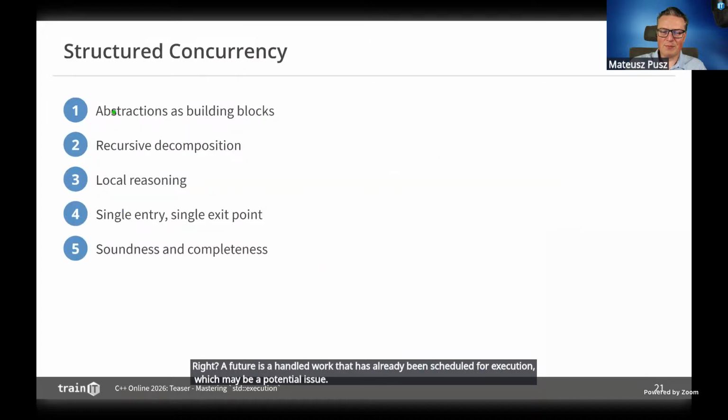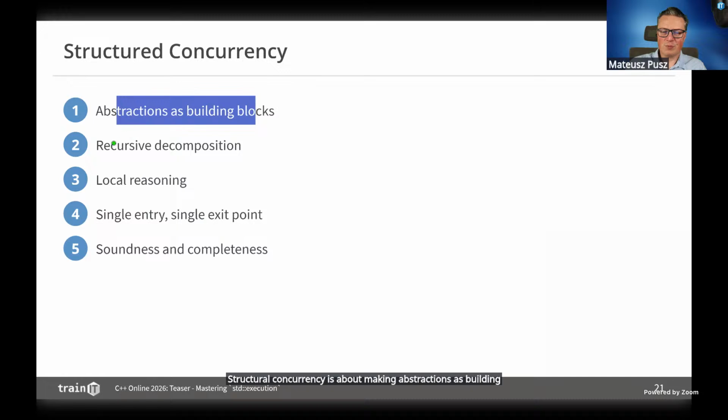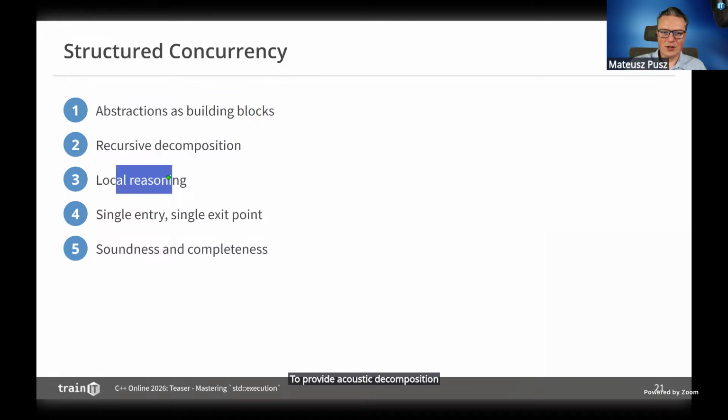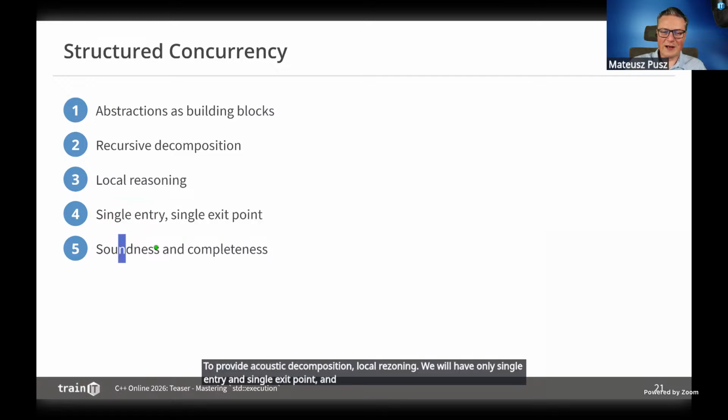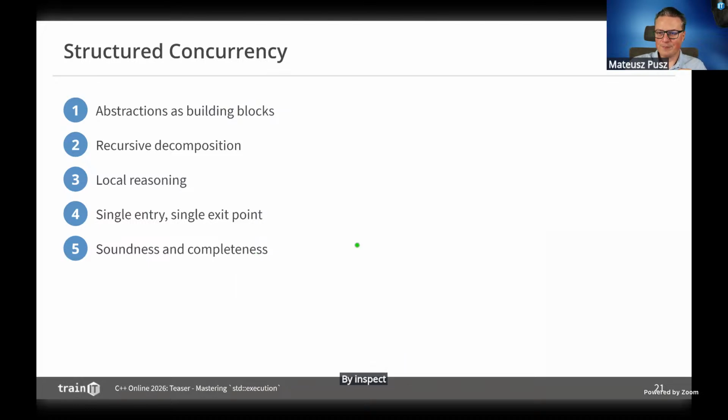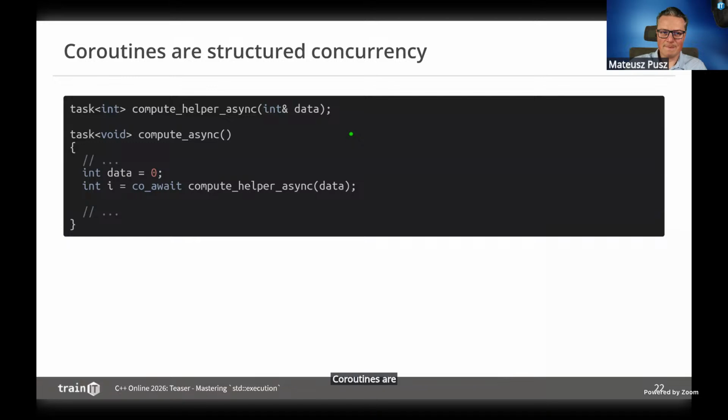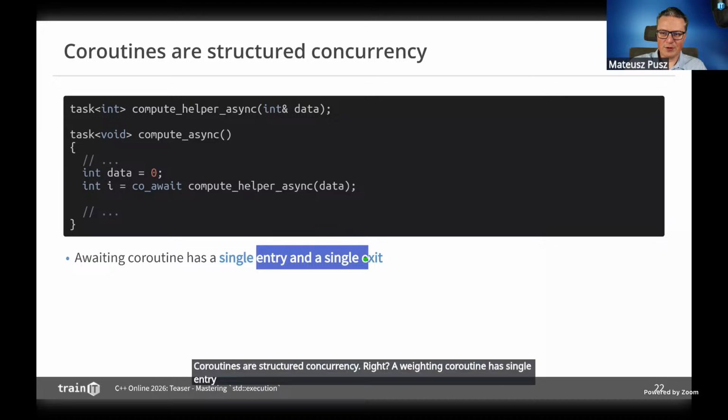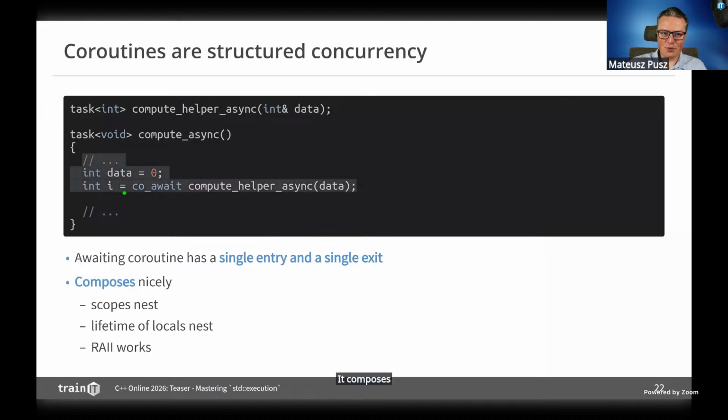Structured concurrency is about making abstractions as building blocks to provide recursive decomposition and local reasoning. We will have only a single entry and a single exit point, and we want a design that is easy to reason about by inspection, right? So the design forces you to write correct code. Coroutines are structured concurrency, right? A coroutine has a single entry and a single exit point. It composes nicely. You have scopes, you have RAII, you have lifetimes. In coroutines, everything works nicely. It's so much better than callbacks.